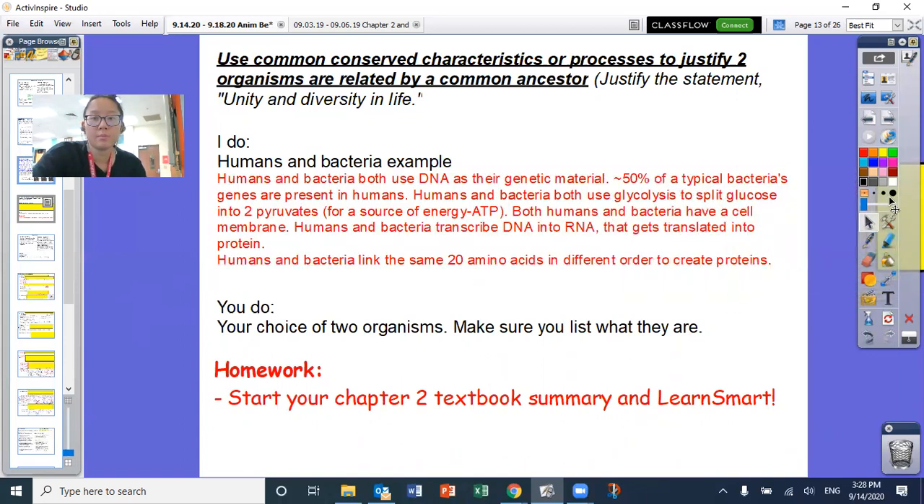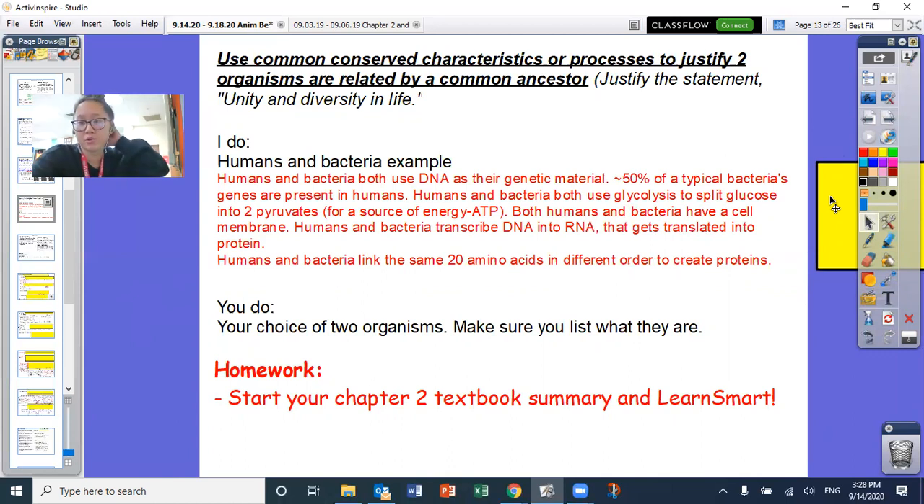Okay, so the human and bacteria example I have here is: humans and bacteria both use DNA as their genetic material, right? So that's a similarity. About 50% of a typical bacteria's genes are present in humans. So we actually share 50% of the same genes that bacteria have in each of our cells.